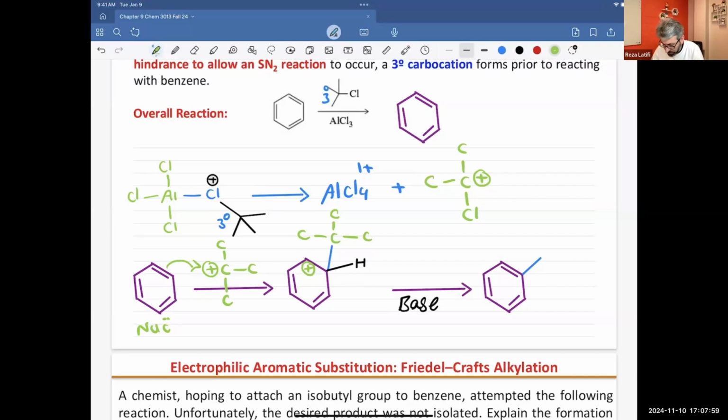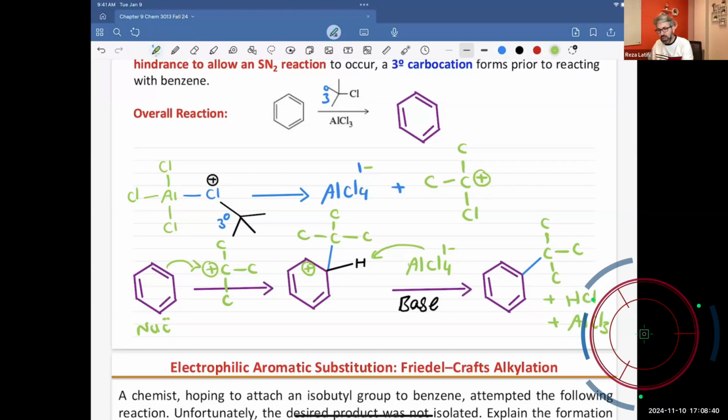Now, we need to remove that H to restore the benzene ring. And so the aluminum tetrachloride with a negative charge, forgive me, I wrote a positive charge here, it is a negative charge. This one is going to go after H, and it will remove that one. So now we will get the tertiary butyl attached to the ring, plus we get HCl, and the next product will be the starting compound, which is aluminum chloride. So we got the tertiary butyl attached to the ring, plus HCl and aluminum chloride, which was the starting compound.